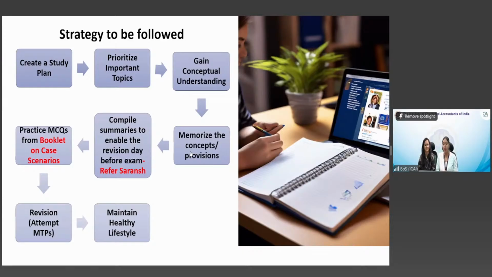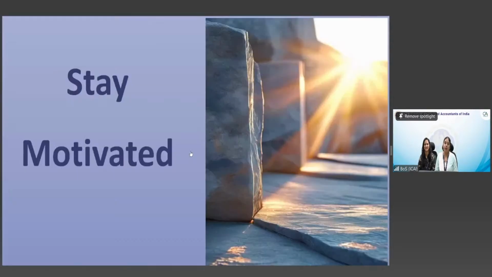So then you should maintain a healthy lifestyle throughout your preparation time and stay positive and motivated. You all know that staying motivated is very important at this point of time as exams are nearing. Otherwise, you might get demotivated.